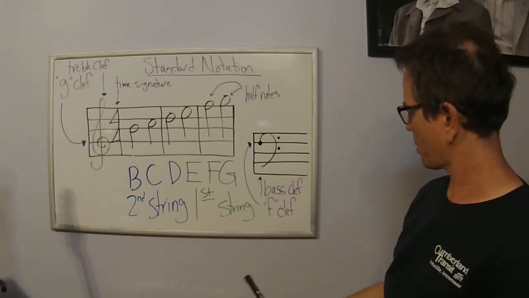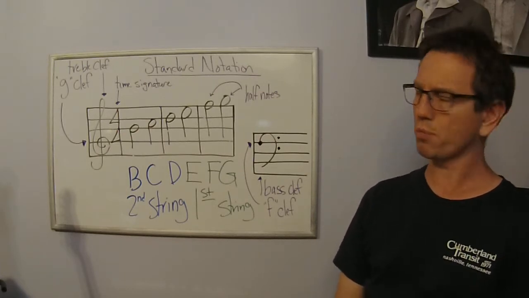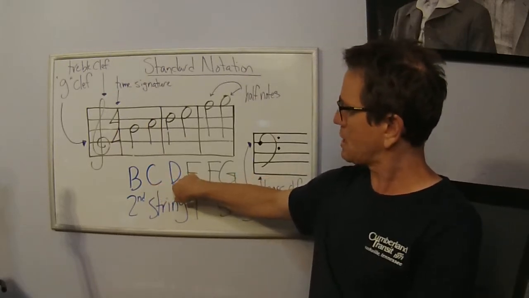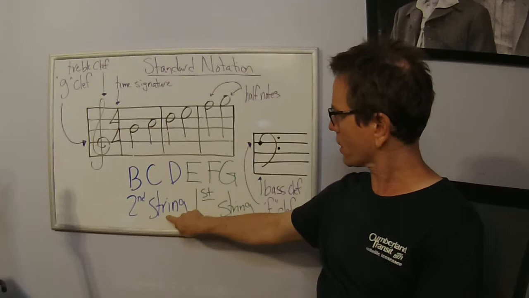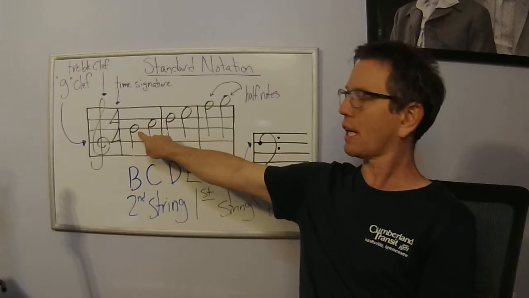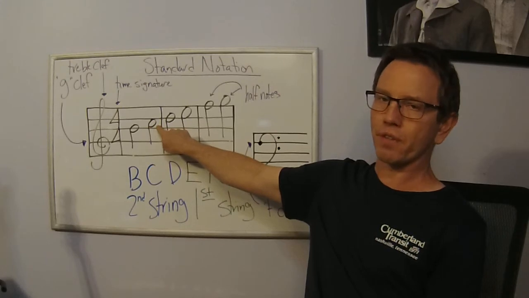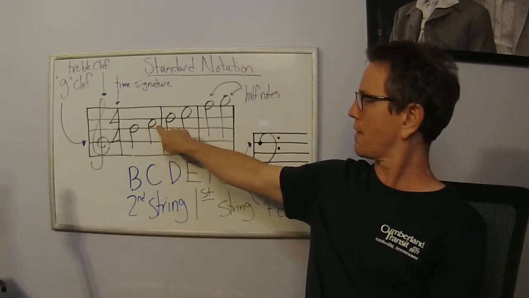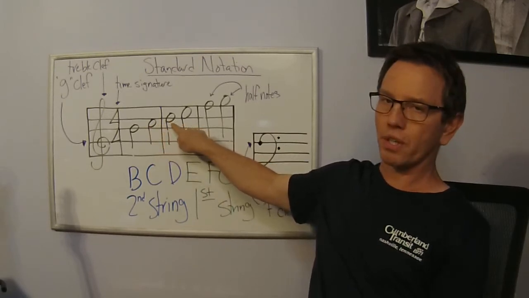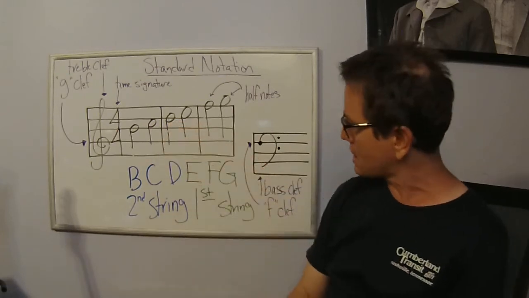So let's talk about reading some of these notes. I thought I'd show you the notes on the first 2 strings in open position. And these first 3 notes, B, C, and D, will be found on your 2nd string. So this is your 2nd string open. Anytime you see a note written on that line, it's a B note. This is your first finger in the 1st fret on the 2nd string. That's a C note. This is your 3rd finger in the 3rd fret on the 2nd string. That's a D note. So B, C, and D.